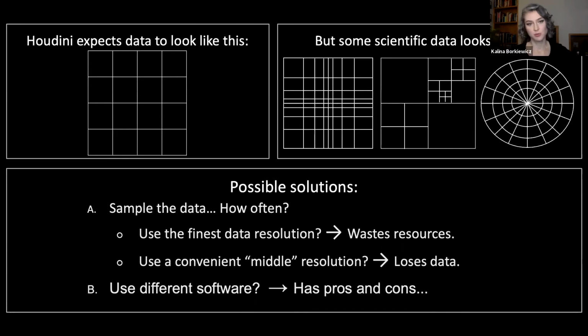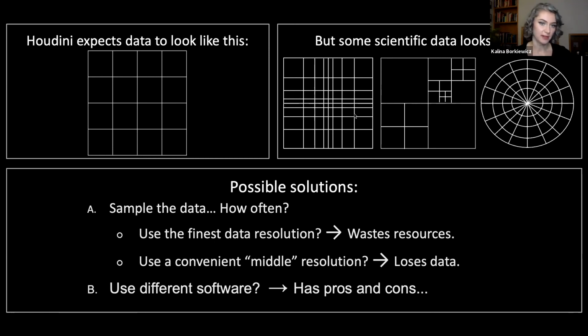So if we do want to work in Houdini, what are our options for working with this type of data? Well, we could sample the data and force it to fit into a uniform grid. And there's a few different ways to do that. We could create a uniform grid at this finest resolution, which will retain all of the interesting bits of the data, but is going to waste a lot of resources. We're going to get a huge file out of it, and all of that extra memory is going to be wasted on places like this where there isn't actually anything interesting going on.